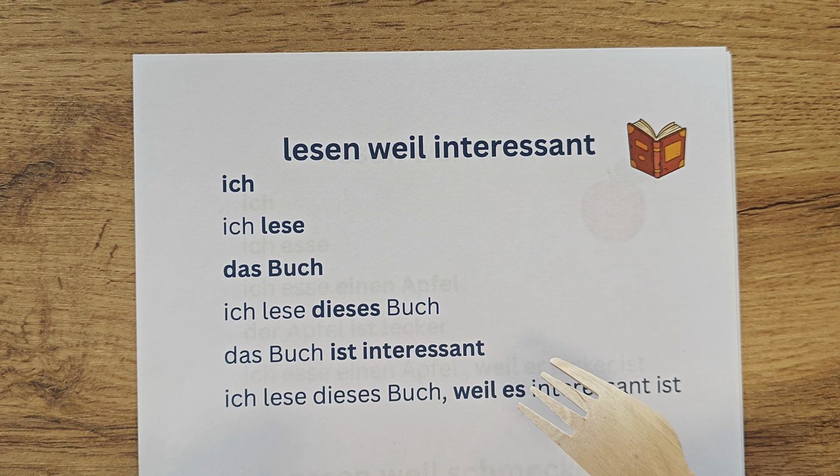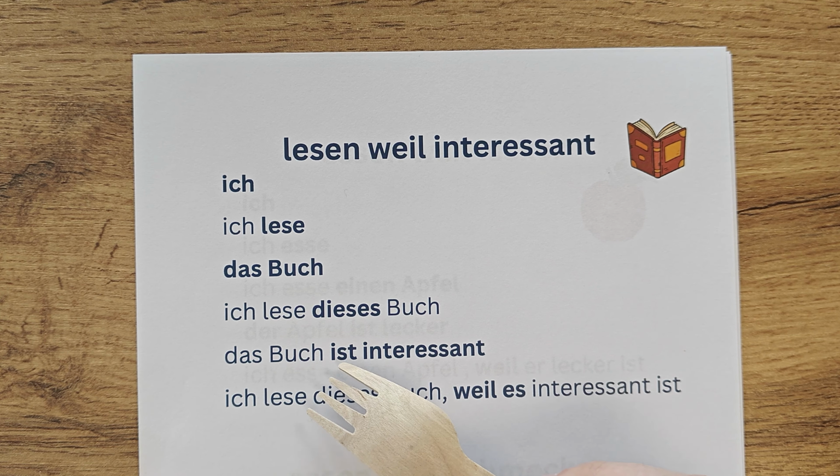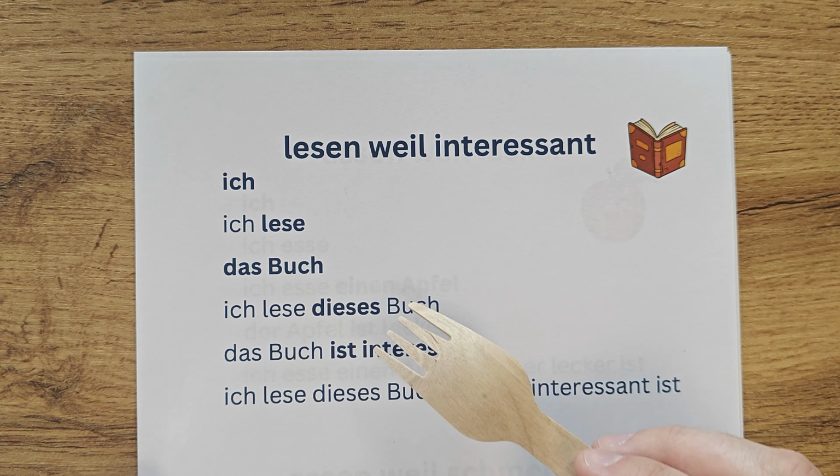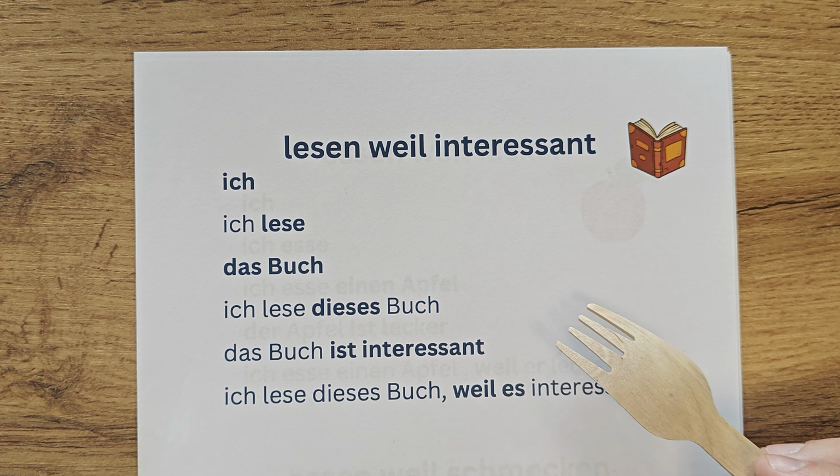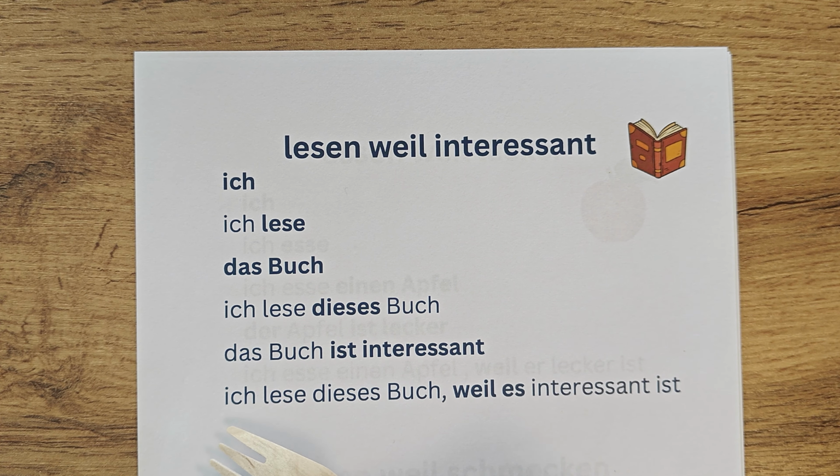So after because, after weil, that's in linguistics called the subclause. And that one, which is das Buch ist interessant, when we use weil, the word order changes and the verb ist goes to the end of the sentence. So it becomes, ich lese dieses Buch, weil es interessant ist. This is very common with a lot of German particles, that they change the word order in the subclause and the verb goes to the end.